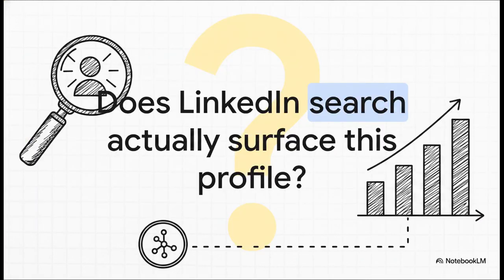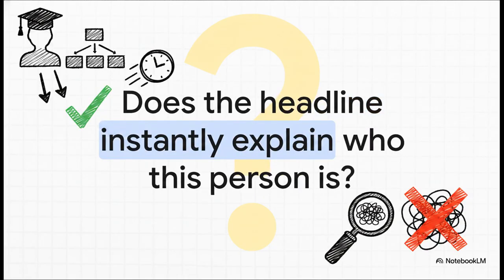First up, discoverability. And honestly, this is the most fundamental question of all. If a recruiter is searching for candidates for a job, will this student's profile even show up in the results? Because if the answer is no, well, nothing else really matters, does it? Next is clarity. We know recruiters make decisions in a flash.